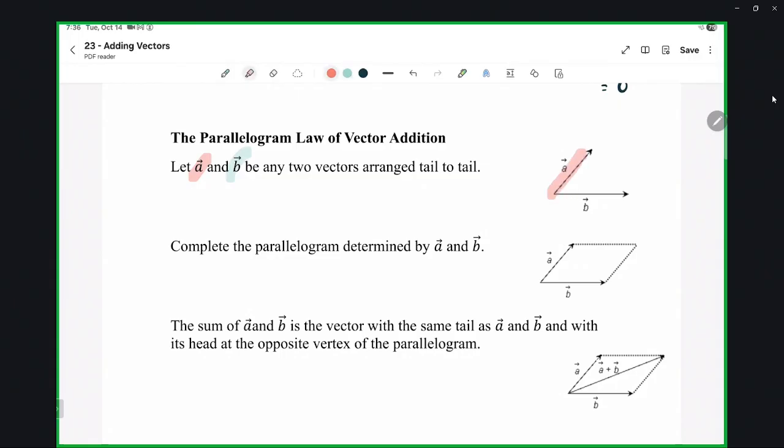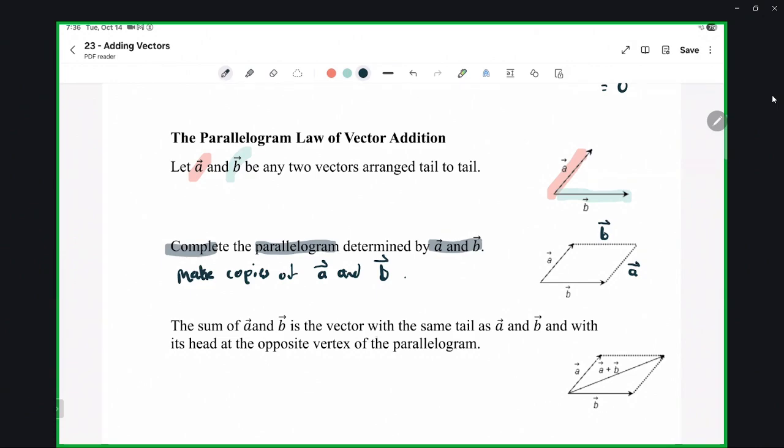So here's vector A, and here's vector B. Then what we want to do is complete the parallelogram determined by A and B. The way to do that is to make copies of A and B. So here we make another vector A, and here we make another vector B, so we can form this parallelogram.